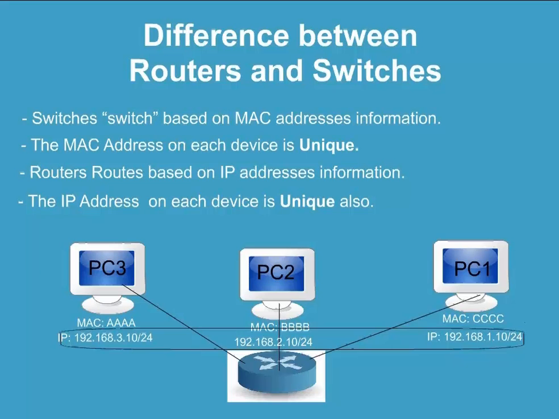So what is the difference here? Why don't we use MAC addresses everywhere and switch? Why do we need to look at IP addresses and route? Both MAC addresses and IP addresses are unique per network device. Good question. And here is the answer.